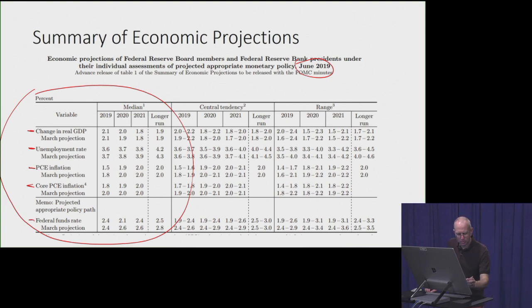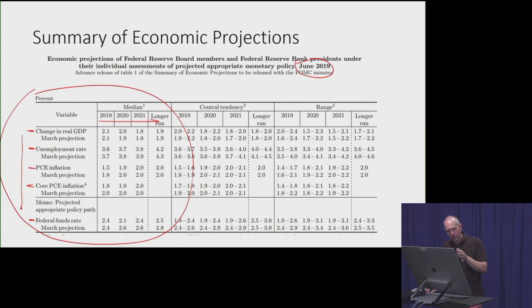And then they also individually give projections of what the federal funds rate is. And so what they do here is they ask all the participants, all the members of the Board of Governors, all the bank presidents, how do they see these different variables evolving over time, 2019, 2021, and in the longer term. And so then they take the median of this.